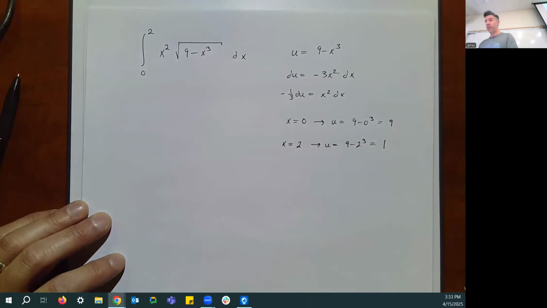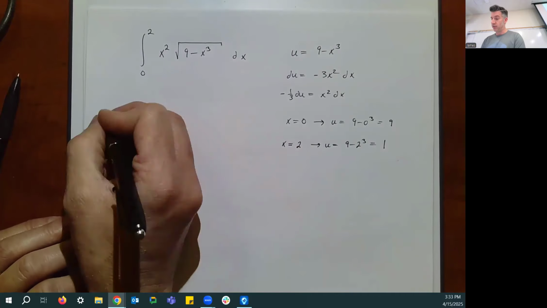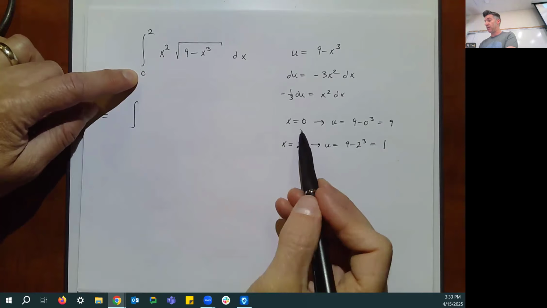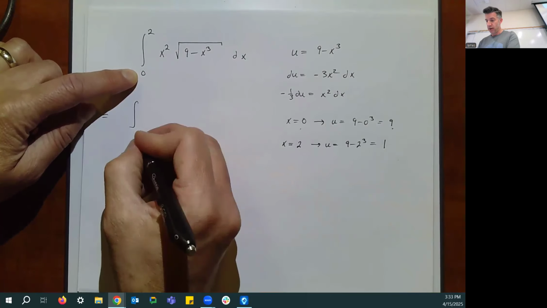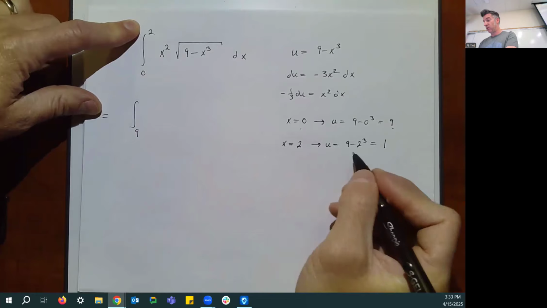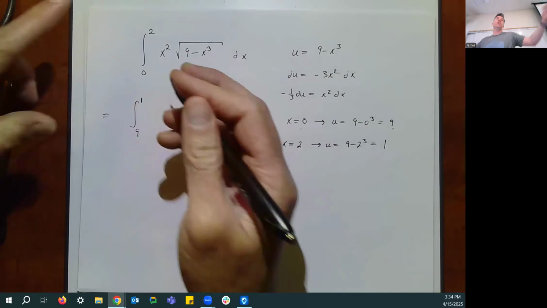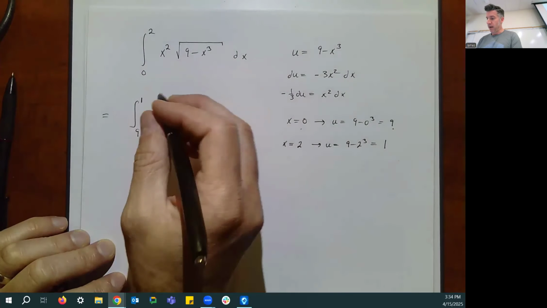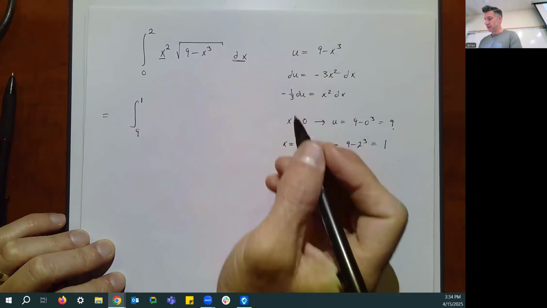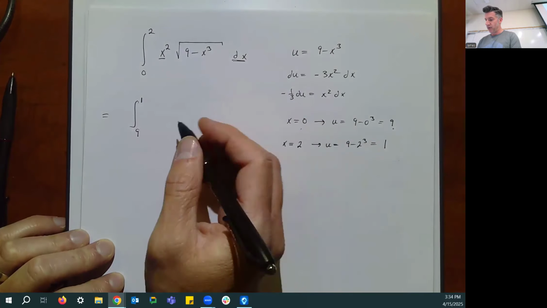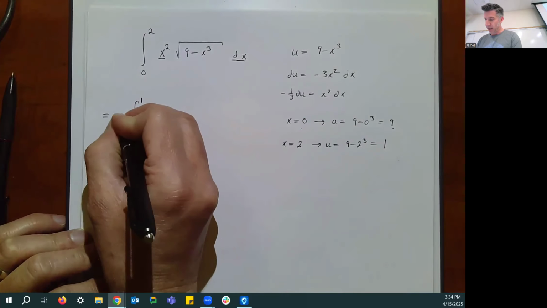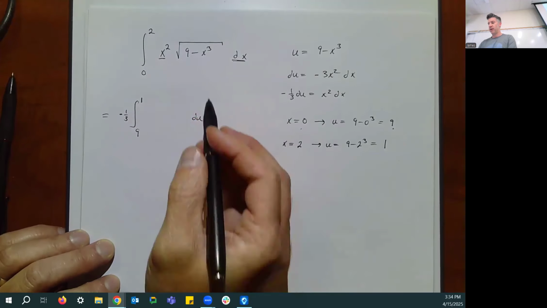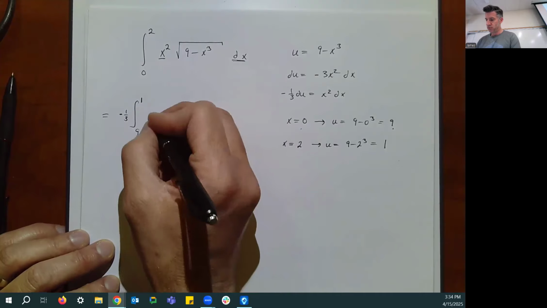8, which is 1. So when I rewrite this, and check this out, my lower limit, which was x equals 0, is now going to be u equal to 9. And my upper limit, which was x equal to 2, is now going to be u equal to 1. And yeah, they're out of order. Sometimes that happens. We'll live with it. And then my x squared dx gets replaced with a negative 1/3 times du. I'm going to put the negative 1/3 out in front and the du at the end. And then the rest of my integral is the square root of u.